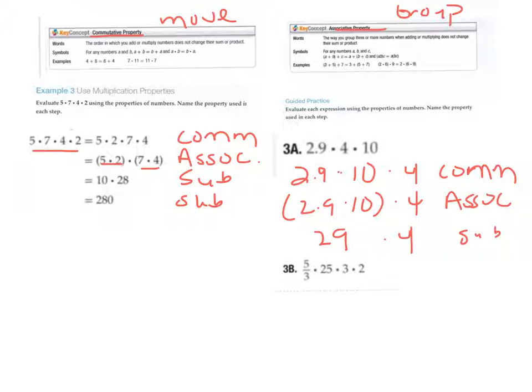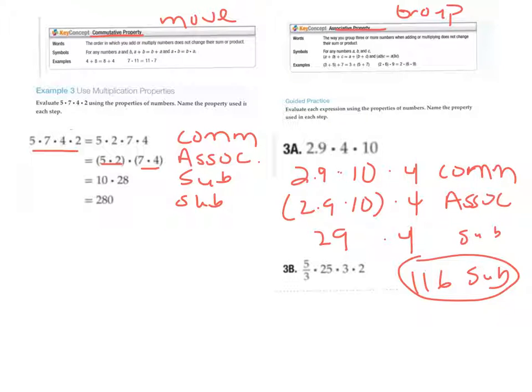And if I multiply 29 times 4, I get 116, which is also the substitution property. So there's that answer. So let's look at the next problem.